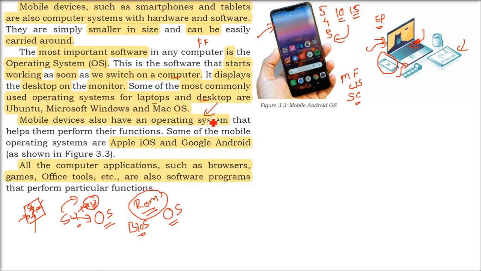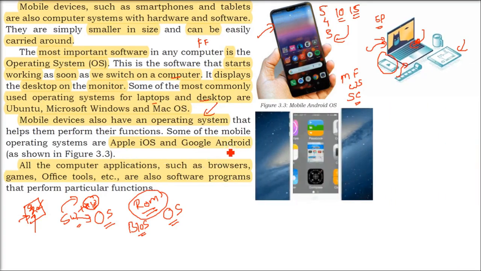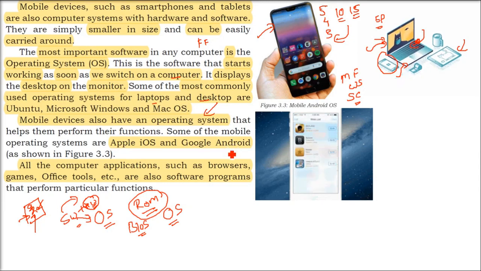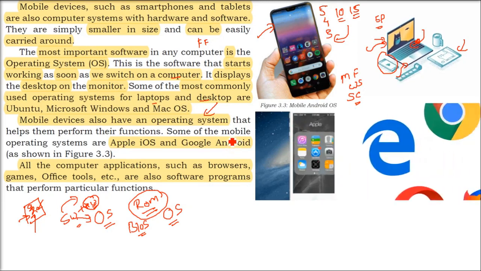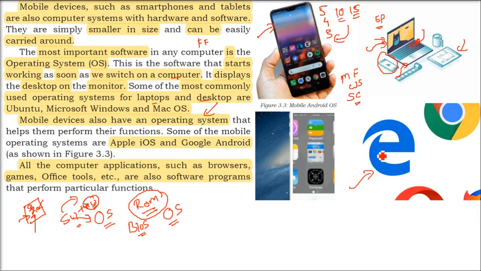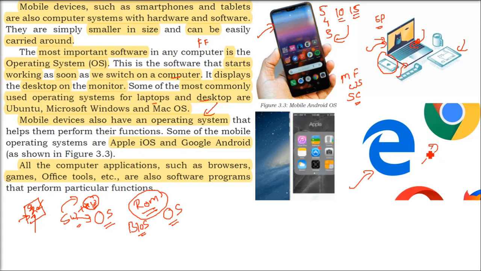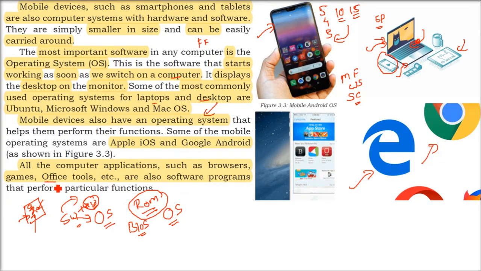Mobile devices, computing devices, they also have operating systems now. We have Google Android. Every Samsung mobile has an Android operating system. Apple has the iOS operating system. So these are different operating systems which are running the hardware. All computer applications like the browser, games, office tools are software programs. As I said, the operating system is also software, but it is the biggest software. And the operating system is an interface between your hardware and software.